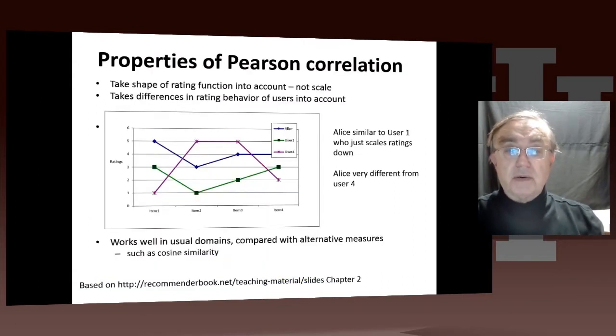And so if you do that, you'll find that here we have Alice, which is blue. We have user 1, who's this green one, who's pretty similar to Alice in shape, and so has a good similarity near Alice. Just happens to be more negative than Alice, so user 1 just has everything lowered. And user 4 is dramatically different from Alice, totally different shape. And we saw that with a minus 0.79 similarity between user 4 and Alice.